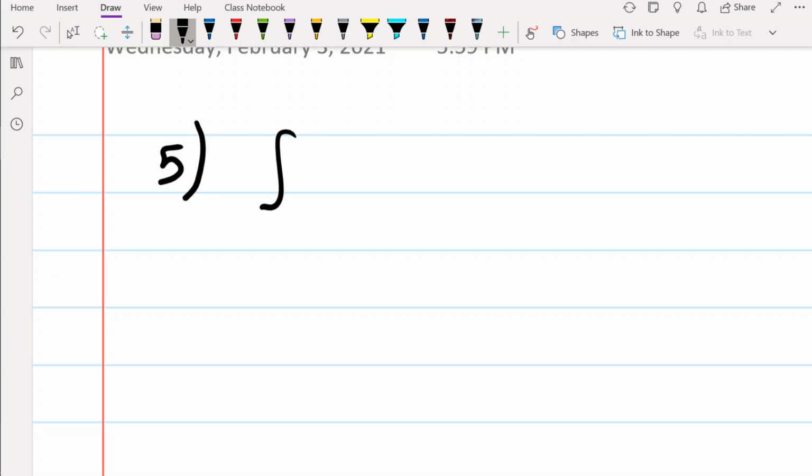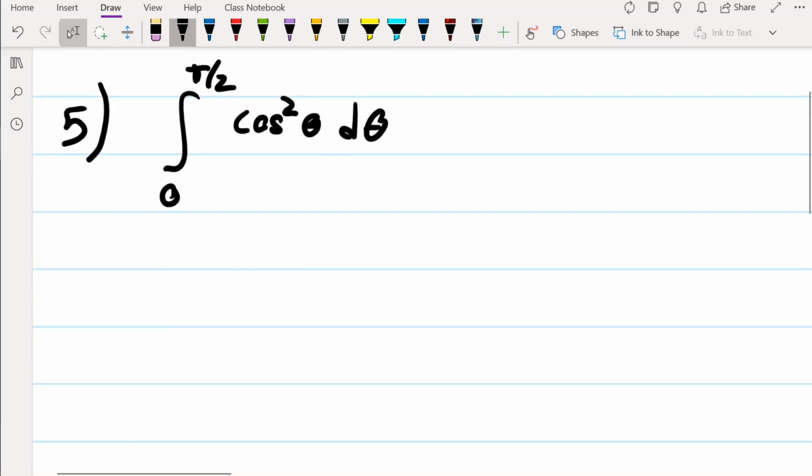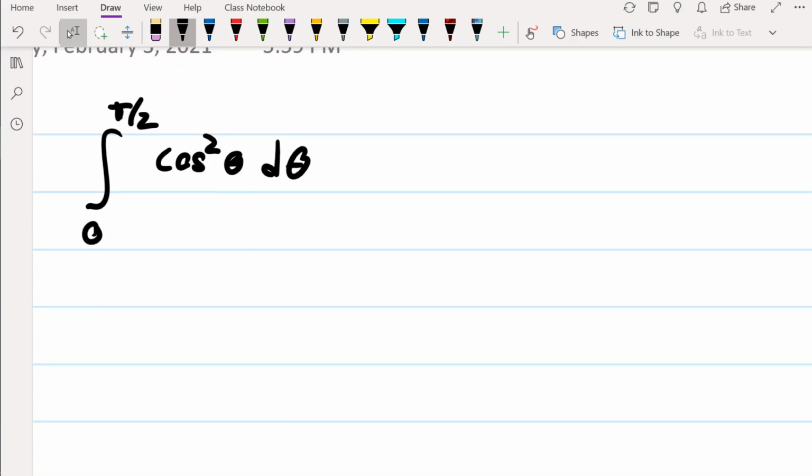Which will be the integral from 0 to pi over 2 of cosine squared theta d theta. So for this, we're going to need to use, what is it? The half identity. I believe it would be the power reducing formulas.